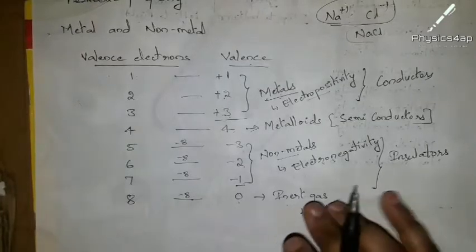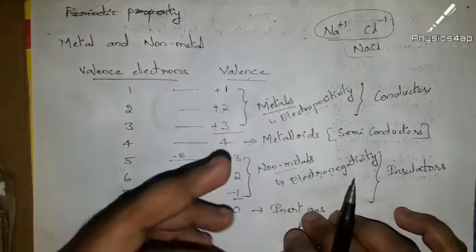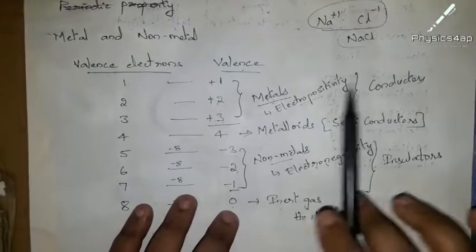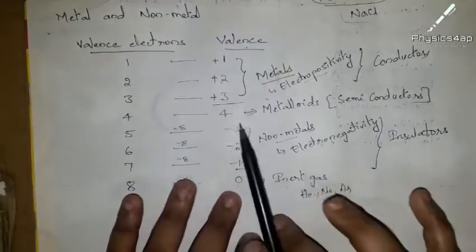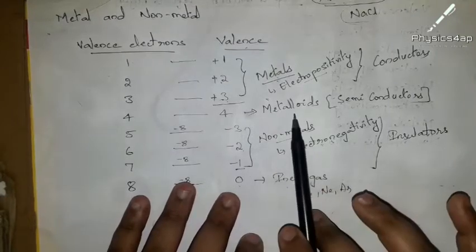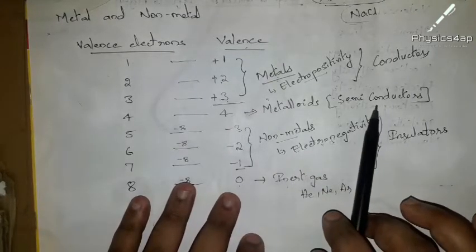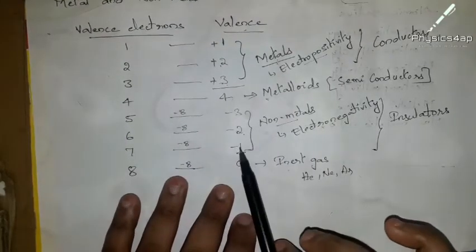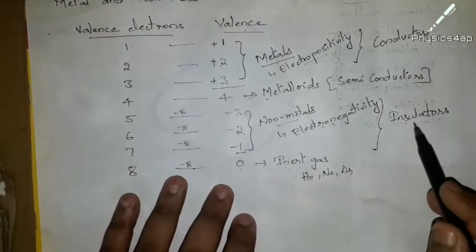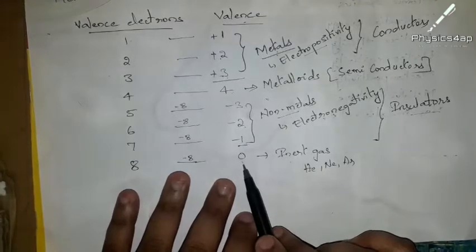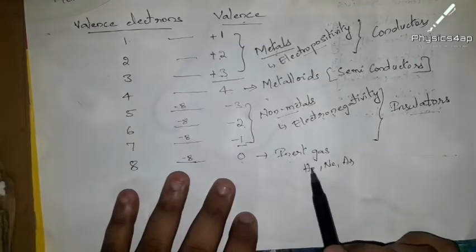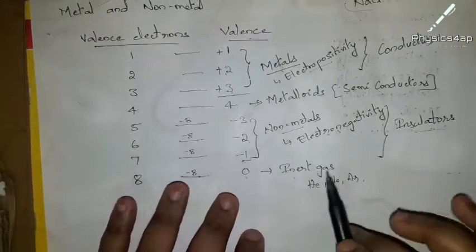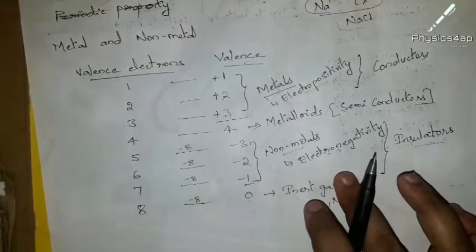So now you have an idea about valency. The valencies plus 1, plus 2, plus 3 are the metals, called conductors. Valency 4 is the metalloids, called semiconductors, which have the properties of metals and non-metals. Minus 3, minus 2, minus 1 are the non-metals, also called insulators. And valency 0 is the inert gases like helium, neon, argon, krypton, xenon, which don't combine with any of the elements.